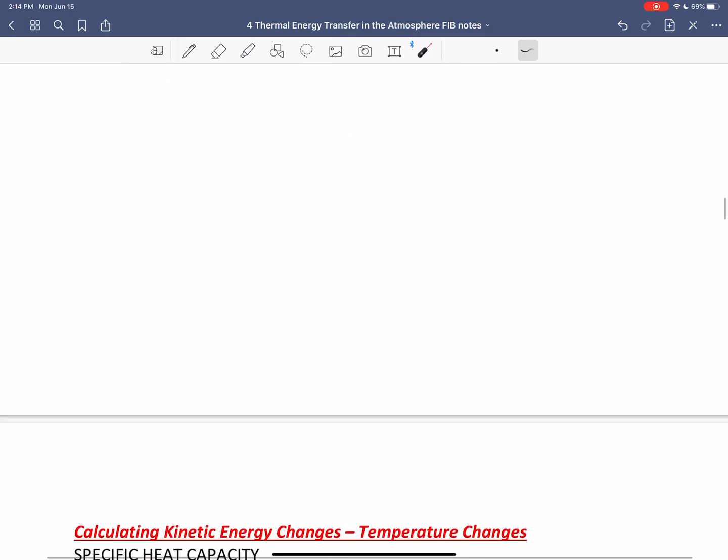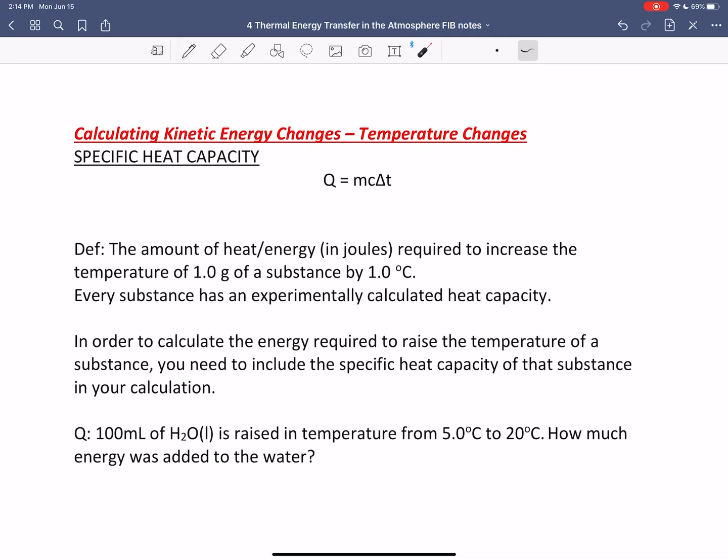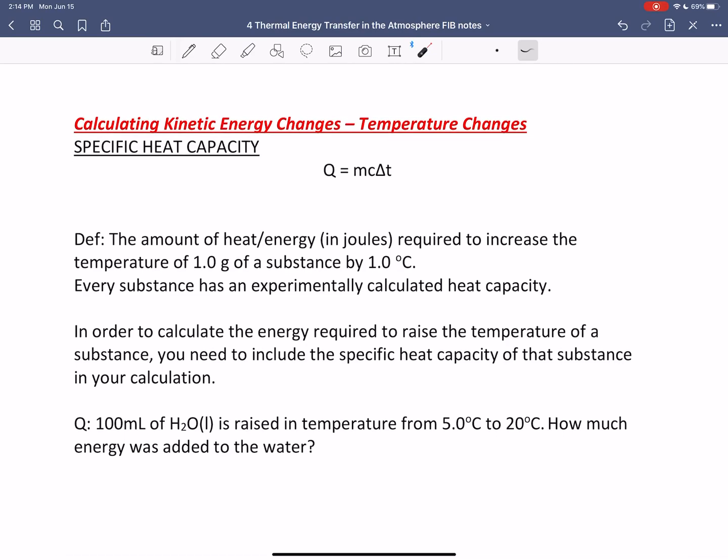That makes sense. Okay, so how do I calculate the energy that is required to either raise the temperature of water or to change the phase of water? Well, I use a couple of different formulas. The first formula we're going to see here is Q = mcΔT, where Q is the amount of energy needed.